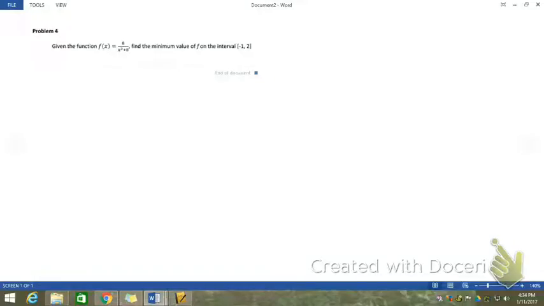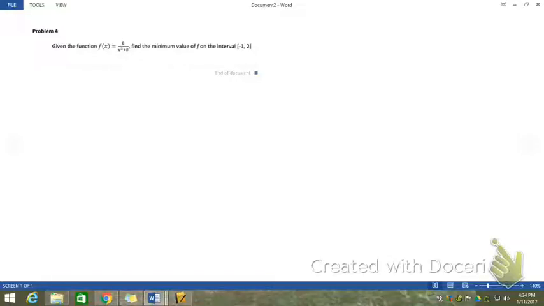All right, so this was the formative question today that a lot of us struggled with, so I'm going to go ahead and work through this one. Notice it's asking, given the function f of x equals 8 over x cubed plus 8, find the minimum value of f on the interval negative 1 to 2.